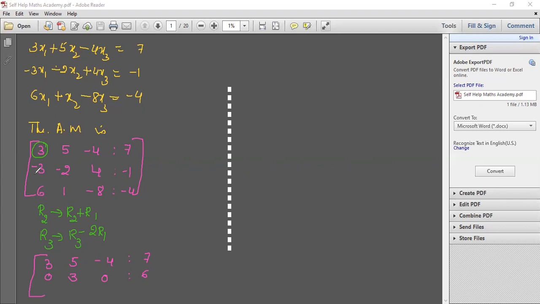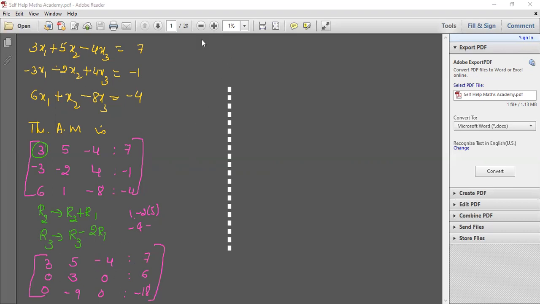And 6 minus 6 is 0. And 1 minus 2 times 5, so 1 minus 10, that is minus 9. Here we have minus 8 plus 8, that is 0 again. Here it is minus 4 minus 2 times 7, that is minus 14, so it is minus 18. So these are the changes.